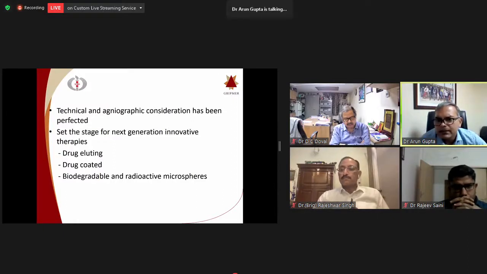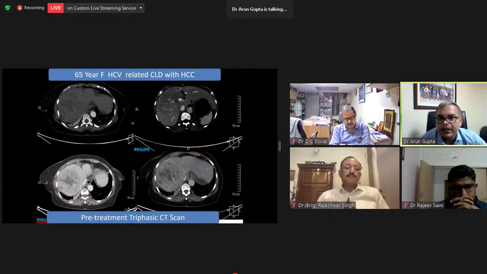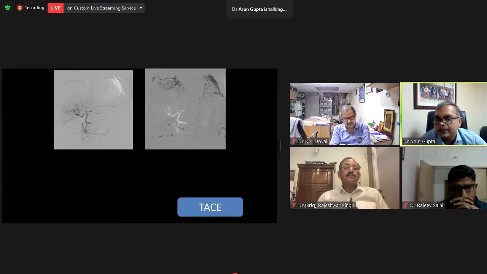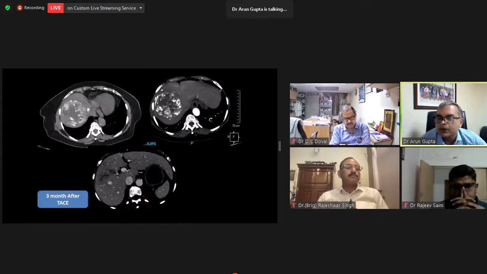So this is a big HCC with classical pattern, and we do the angiography, we go into the selective feeders and inject the combination, and we do it till stasis is achieved and the rest of the hepatic arteries are preserved. So we try to minimize the injury to the normal parenchyma, and this sort of response with significant tumor control we see.